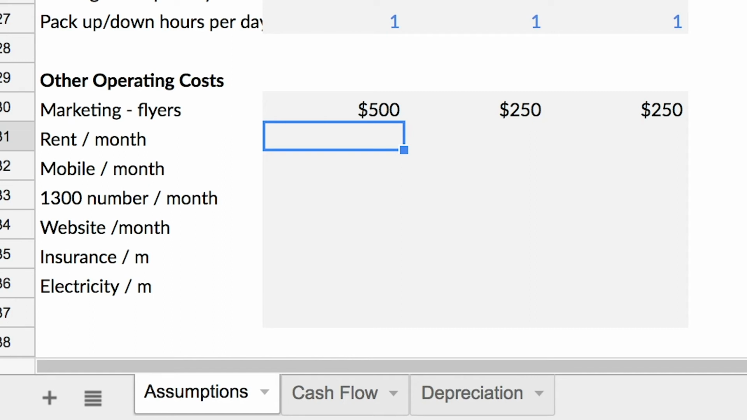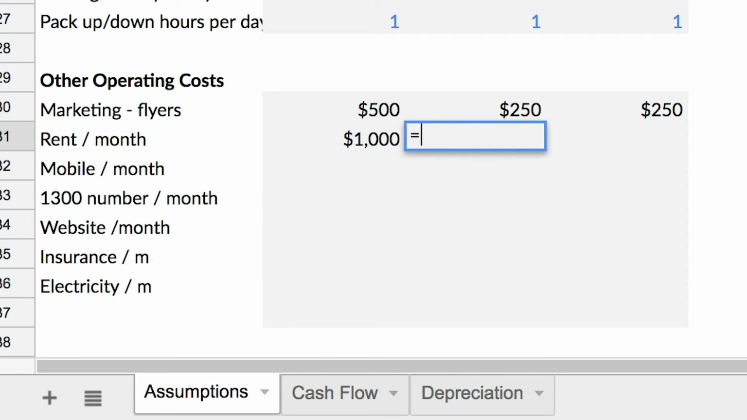For rent, let's say we've got monthly rent of $1,000, but we know that it's probably fair to assume that the landlord's going to want to increase our rent, at least on an annual basis. So let's assume he does it by 3%. Be lucky if he does it by 3%.